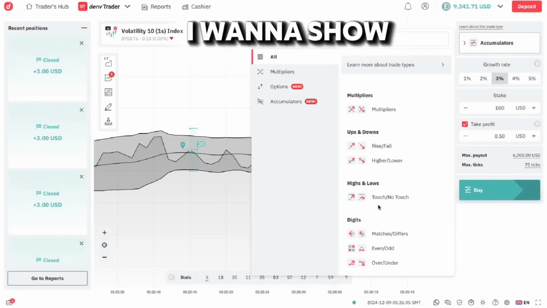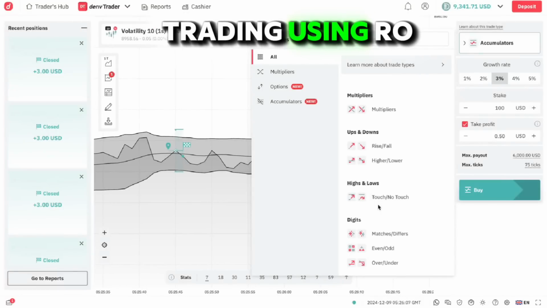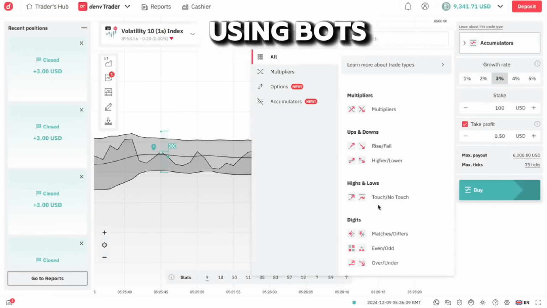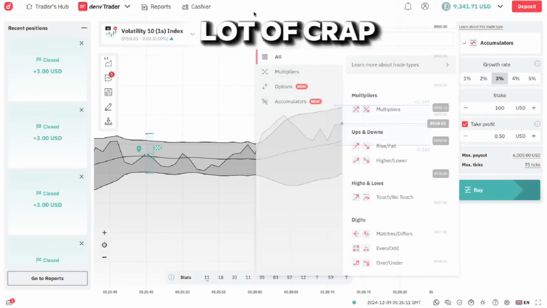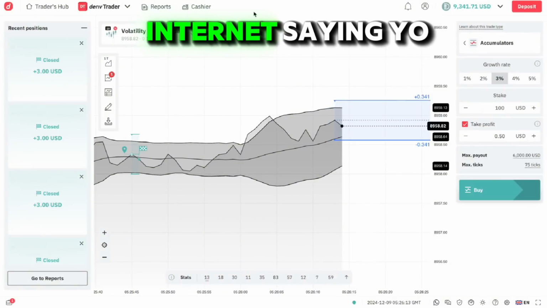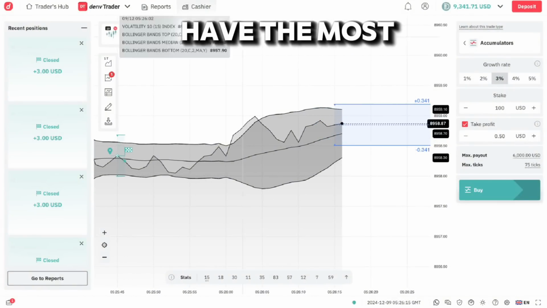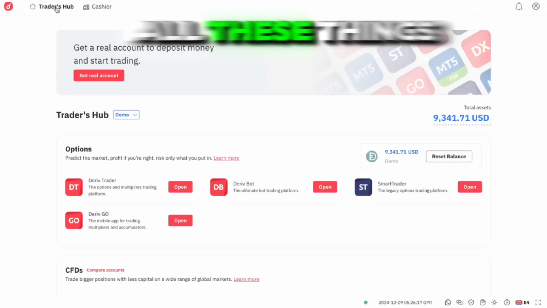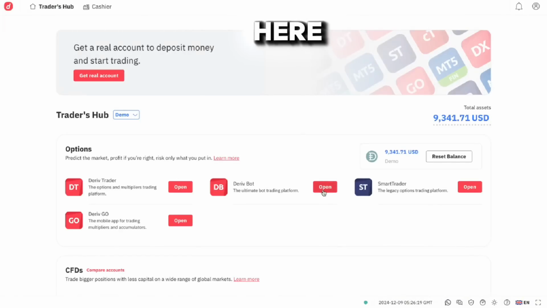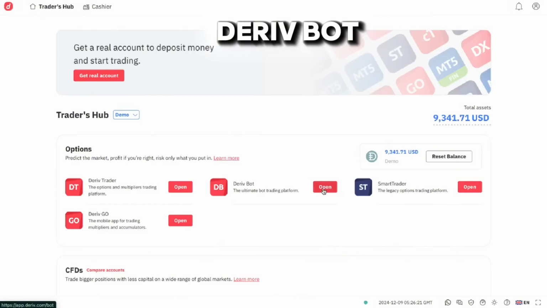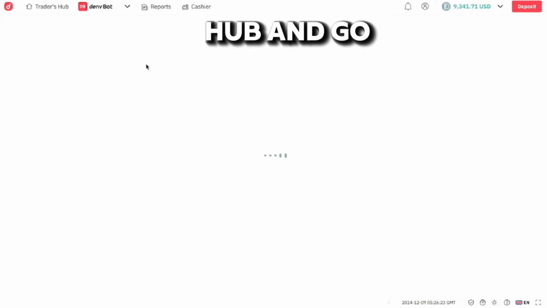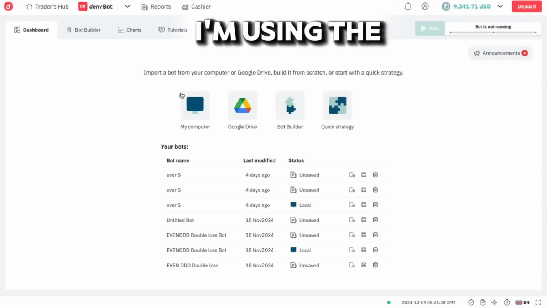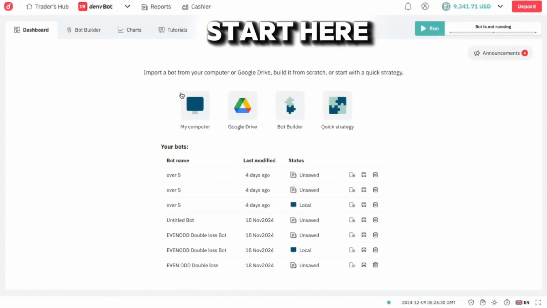So the next thing I want to show you is now trading using robots or trading using bots. There's a lot of crap on the internet saying, yo, I have the best bot, I have the most speedy bot. All these things are created from here. Just click Traders Hub and go to Deriv Bot. All of them start here. Unless I'm using the API, all of them start here.